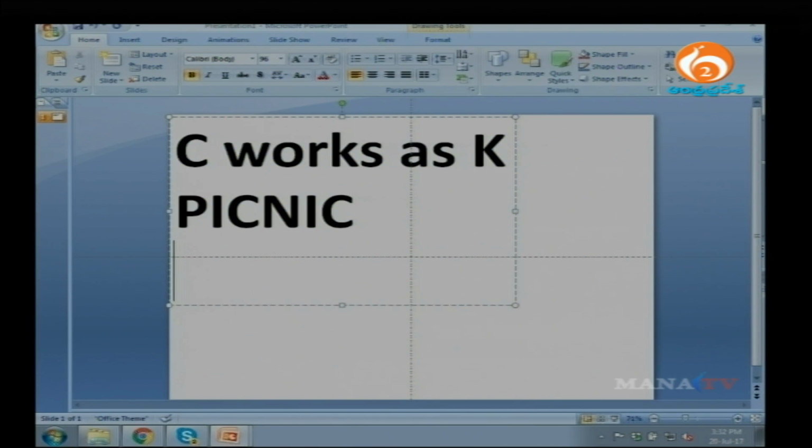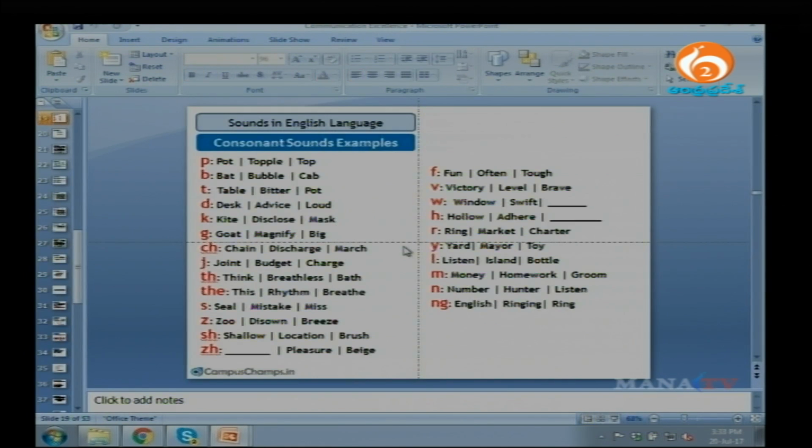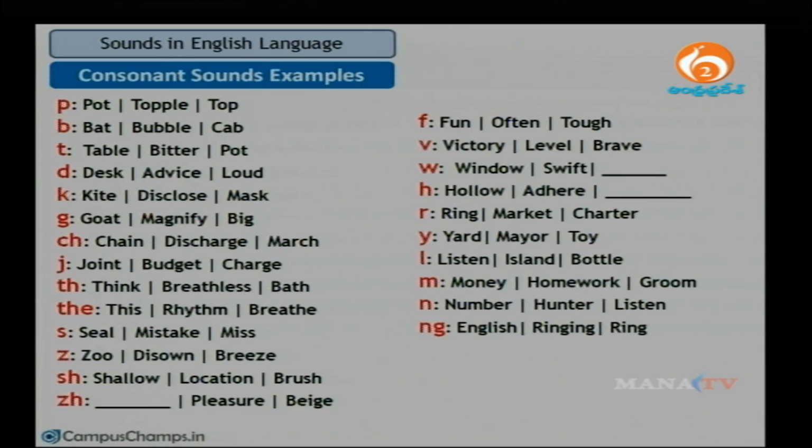All right. Another one, technique. Now, technique, T-E-C-H-N-I-C, is the American spelling. The British spelling is T-E-C-H-N-I-Q-U-E. So, in all these examples you don't have the letter K, but it carries the function of K in terms of sound. So, K: kite, disclose, mask. Next sound is G: goat, magnify, big.